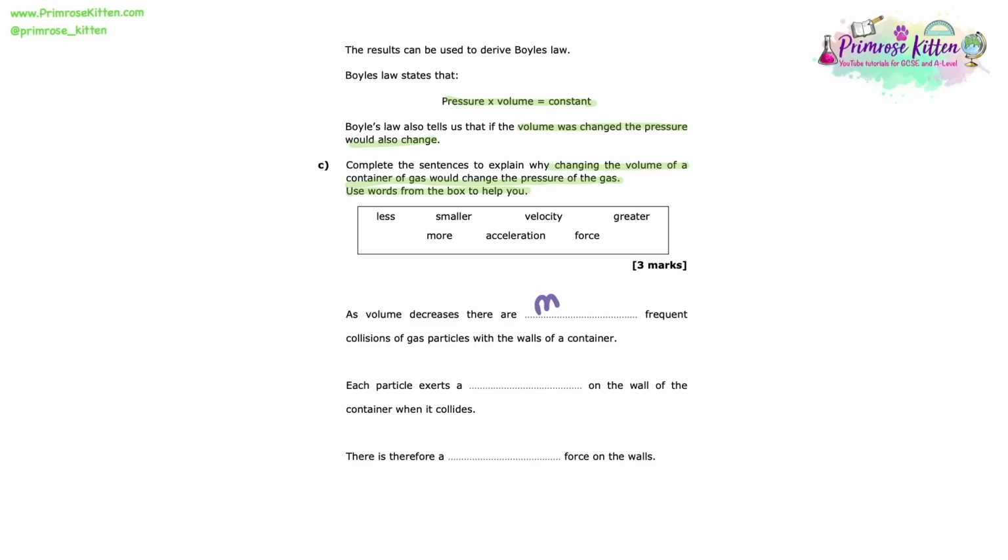So here we've got, as volume decreases, there are going to be more frequent collisions of gas particles with the walls of the container. And so that's what we need to say to complete that blank. As the walls close in and the volume gets smaller, we have more frequent collisions. Next we want to state that each particle exerts a force on the wall of the container when it collides. And there is therefore, as the volume decreases, a greater force on the walls. And that is why, if we were to decrease the volume, we would see an increase in pressure. So if you didn't realise that explanation, then this is a perfect model answer for you to write into your notes and to get learning.